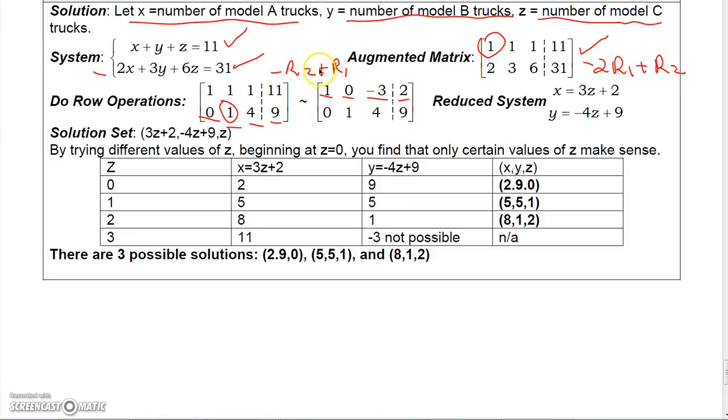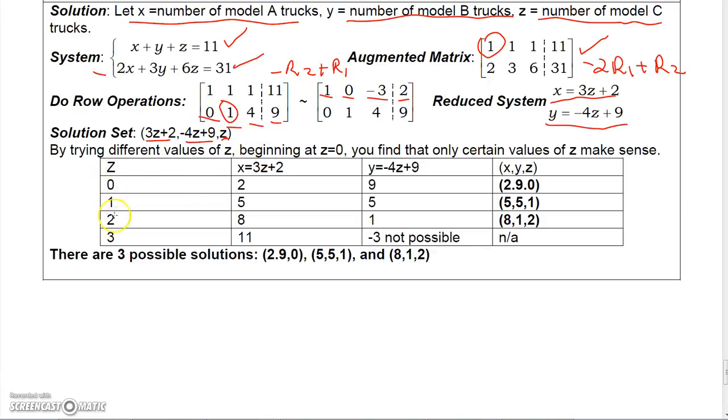Now, so I have a dependent system here, and this says x minus 3z equals 2. But x minus 3z equals 2 can easily be written as x equals 3z plus 2. And this row says y plus 4z equals 9, and that can easily be written as y equals minus 4z plus 9. So the solution set would be, let z equal z, x is 3z plus 2, and y is minus 4z plus 9. But what's going to help us here is we know that trucks have to be whole numbers. So z has to be a whole number.